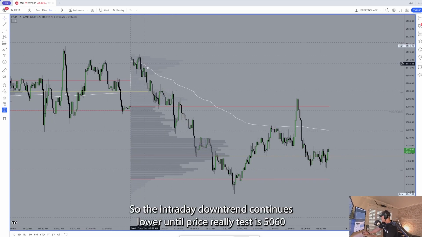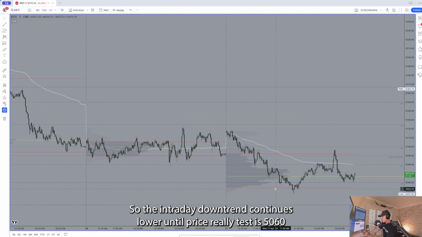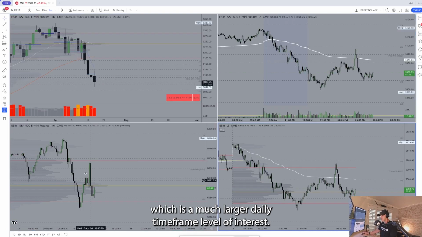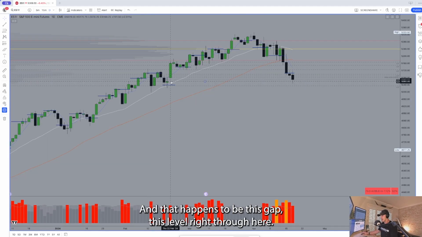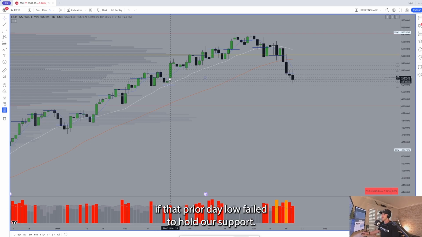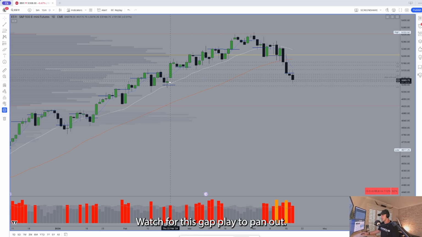So the intraday downtrend continues lower until price really tests this 50.60, which is a much larger daily time frame level of interest. And that happens to be this gap fill level right through here. So I'd mentioned during the pre-market prep, if that prior day low failed to hold as support, watch for this gap play to pan out. And that's exactly what we saw.